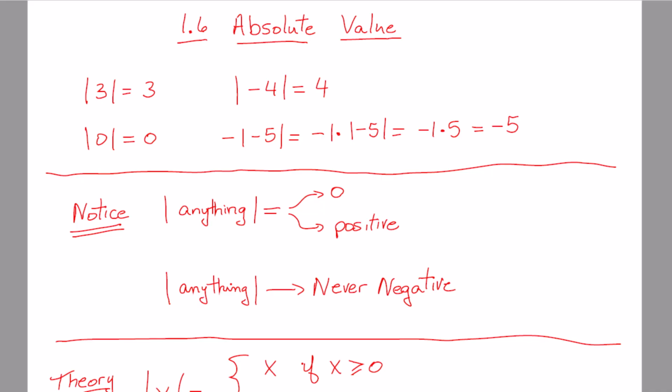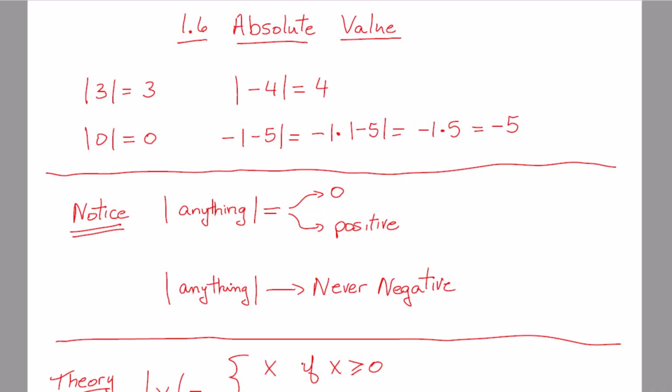So, how do we know we have absolute value? Well, you've got these two vertical lines. So, I've got the absolute value of 3, and that turns out to be 3. Absolute value of 0 is 0. Absolute value of minus 4, look what comes out: the positive version of it.